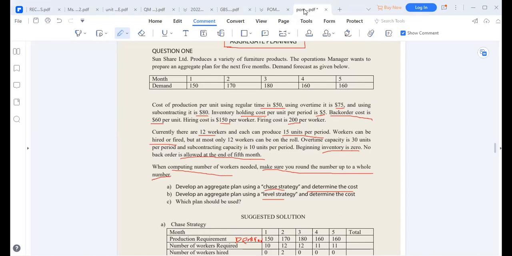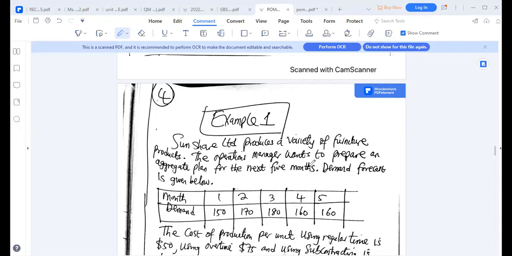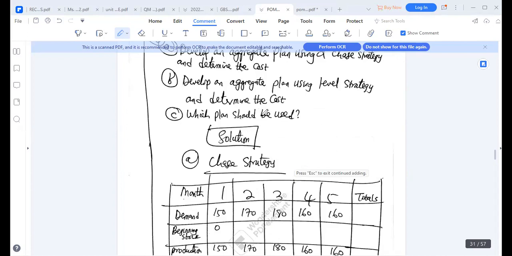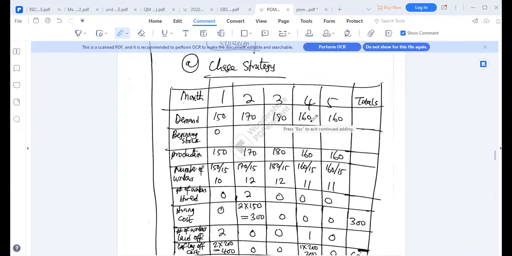So what we are simply saying is we can sort out this issue by using the chase strategy. We have the demand of 150 in week 1, 170 in week 2, 180 in week 3, 160 in week 4, and 160 in week 5. The beginning stock is 0. So for this chase strategy, you produce as per demand.